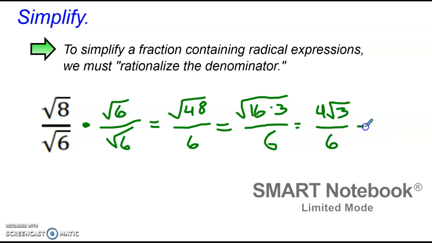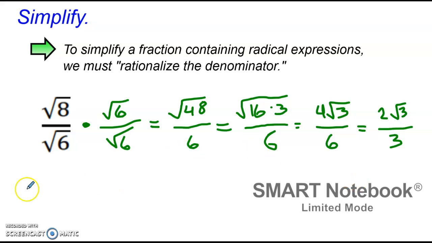Now there's still one little step to do. We can always simplify coefficients. There's nothing I can do with the root 3. But remember, this 4 and 6 will reduce to 2/3. So our final answer is just going to be 2 root 3 over 3. And there you have it. There's our first example.